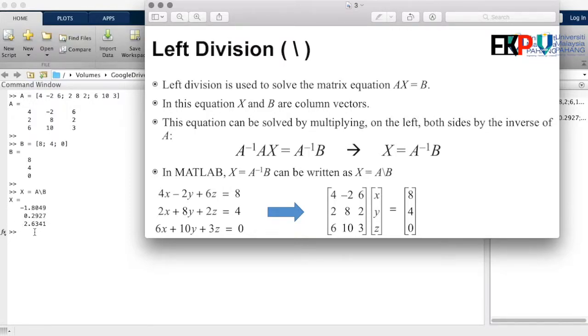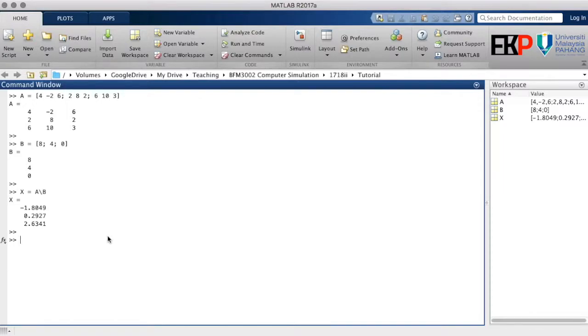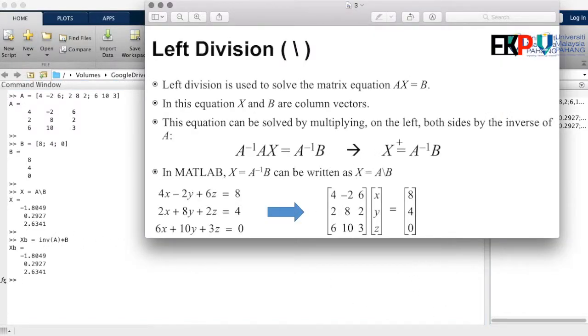We can also, instead of using left division, multiply it with the inverse of A. For example, xb now is equal to inverse of A times matrix B. Then we will also get the same answer as what we do with the left division. So this is equal to the equation that we have derived earlier.